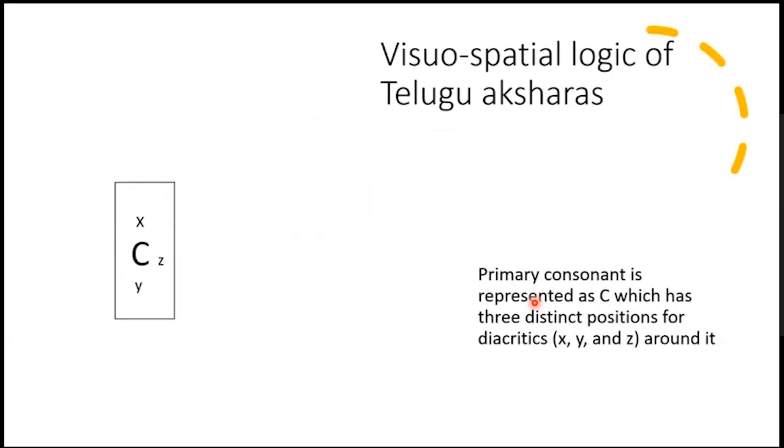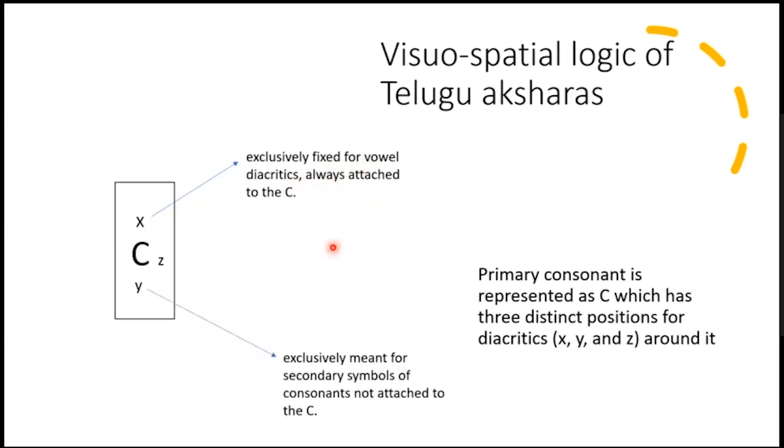The orthographic syllables in Telugu have a visuospatial logic. If you see the C in the middle, it is the inherent consonant, and all the vowel modifiers appear on top in X position. This is exclusively fixed for vowel modifiers, and they're always attached to the C. Whereas in position Y, you get only secondary symbols for consonants, and they're never attached to C. And position Z accommodates both some of the vowel modifiers and some of the consonant modifiers.